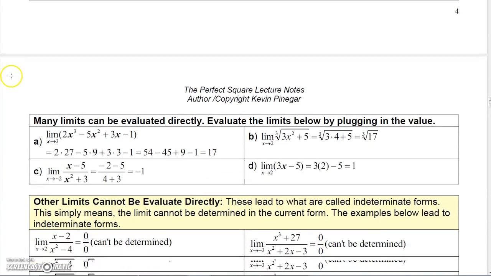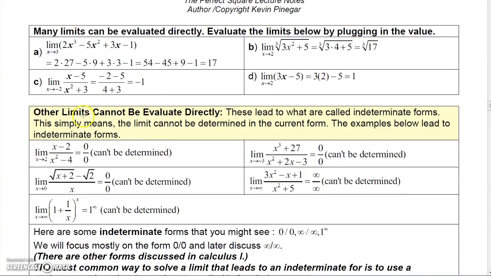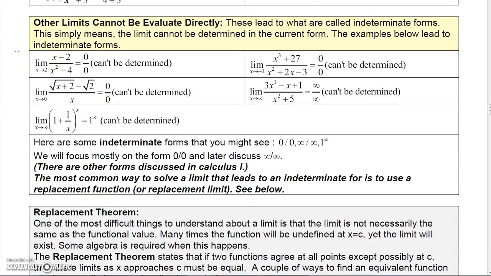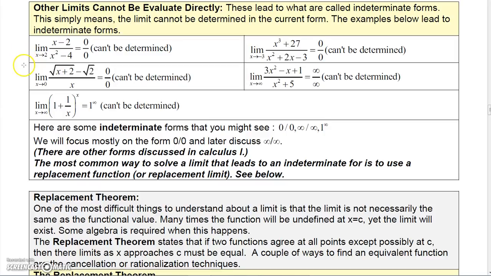And so many limits can be evaluated directly. Here are some limits that can be evaluated directly, now, by just plugging in. But other limits cannot be evaluated directly, and you have to learn the little tricks. For instance, with this limit, if you tried to plug 2 in, you would get 0 over 0. That's called an indeterminate form. And that means that the limit cannot be determined from this form. So we have to figure out a way to rewrite this function so we can evaluate the limit.